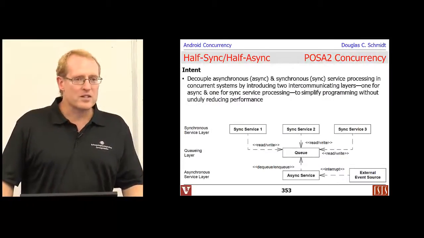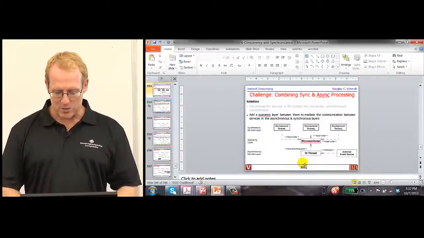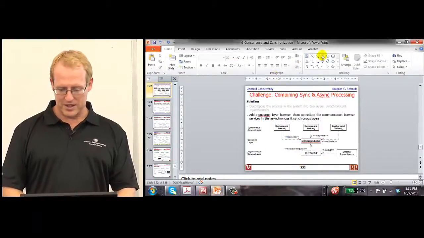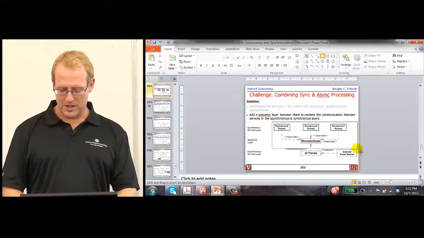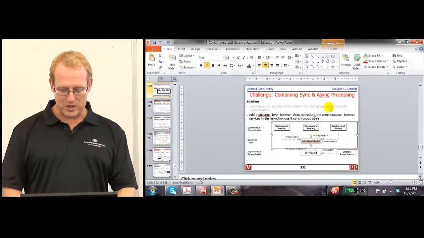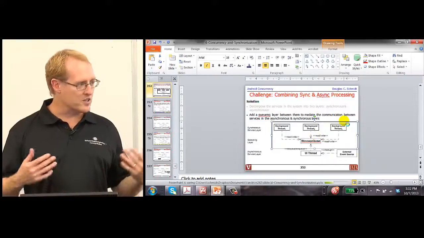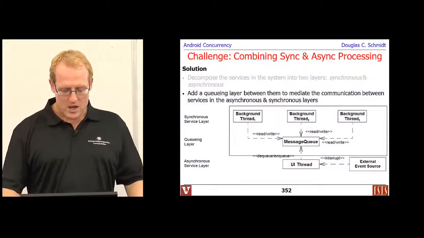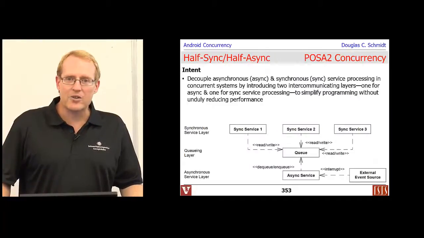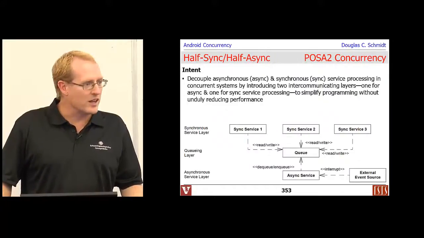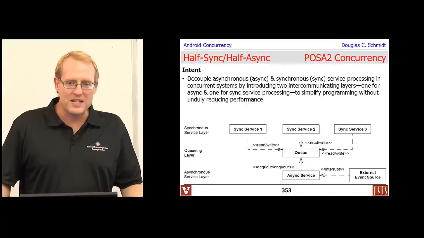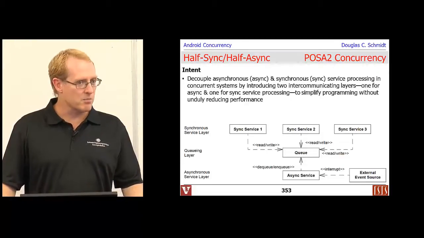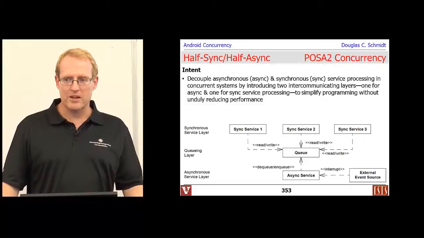So let's talk about this first as a pattern. And I guess what I should point out here, and let me just draw this to draw attention to it, is that the interaction we're going to see here is actually the AsyncTask framework. That's how Android actually solved this particular problem. The pattern that is used to document the way in which these different pieces interact with each other is called Half-Sync/Half-Async. It's a POSA2 concurrency pattern.